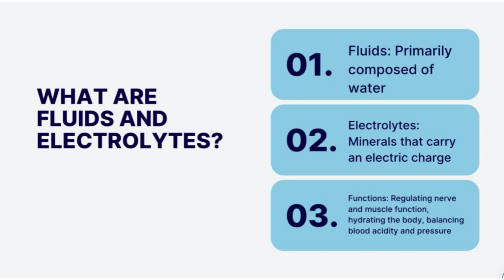Understanding fluids and electrolytes. First off, what are fluids and electrolytes? Fluids in the body are primarily composed of water, essential for various physiological functions. Electrolytes are minerals in your blood and other body fluids that carry an electric charge. They're vital for regulating nerve and muscle function, hydrating the body, balancing blood acidity and pressure, and helping rebuild damaged tissue. Common electrolytes include sodium, potassium, calcium, magnesium, chloride, bicarbonate, and phosphate.